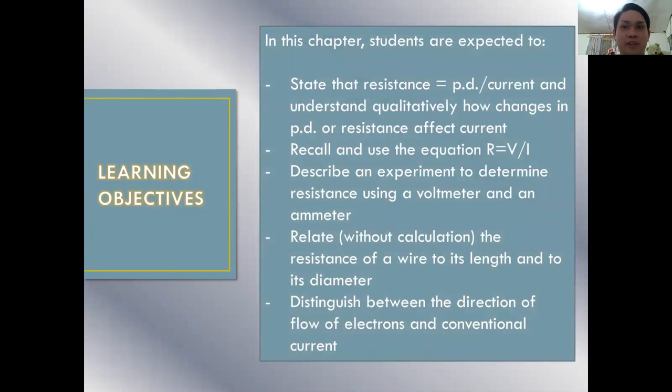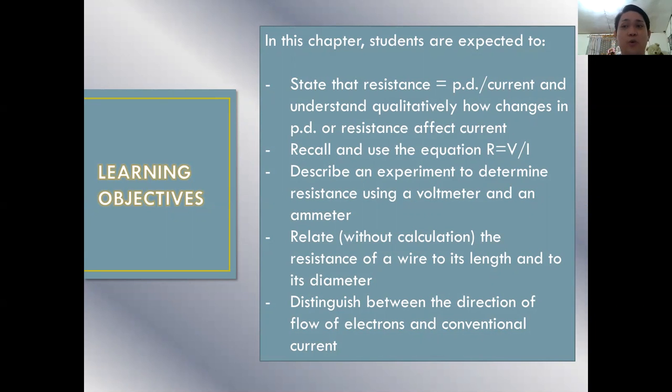So, in this chapter, you are expected to state that resistance is equal to PD, or potential difference, over current, and understand qualitatively how changes in PD or resistance affect the current. And also, you are expected to recall and use the equation R is equal to V over I and describe an experiment to determine resistance using a voltmeter and an ammeter.